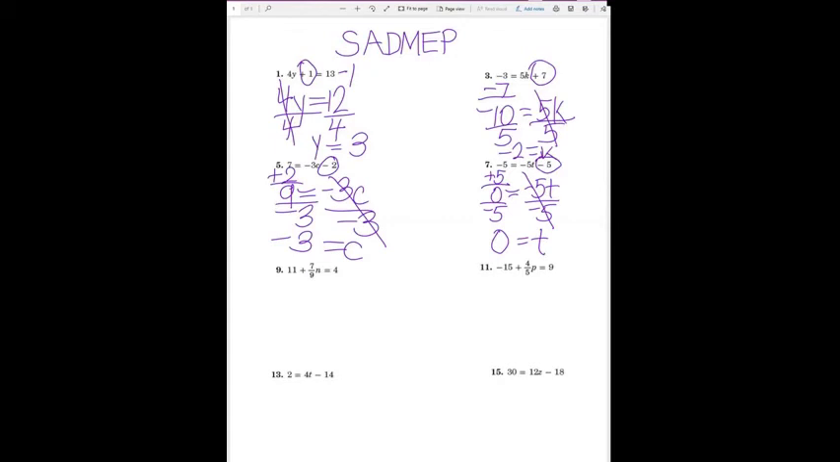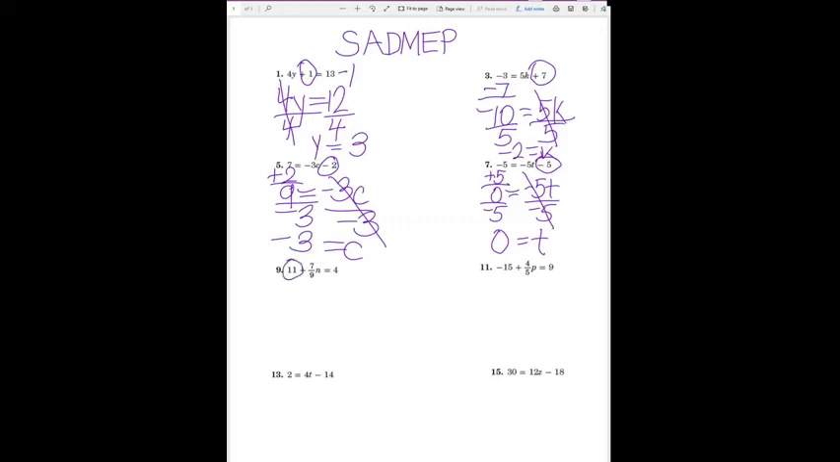11 plus 7/9 n equals 4. Using SADMEP, let's look for the subtraction first. We don't have any subtraction in this problem, so let's move on to A, addition. We do have addition in this problem. Let's circle the 11.